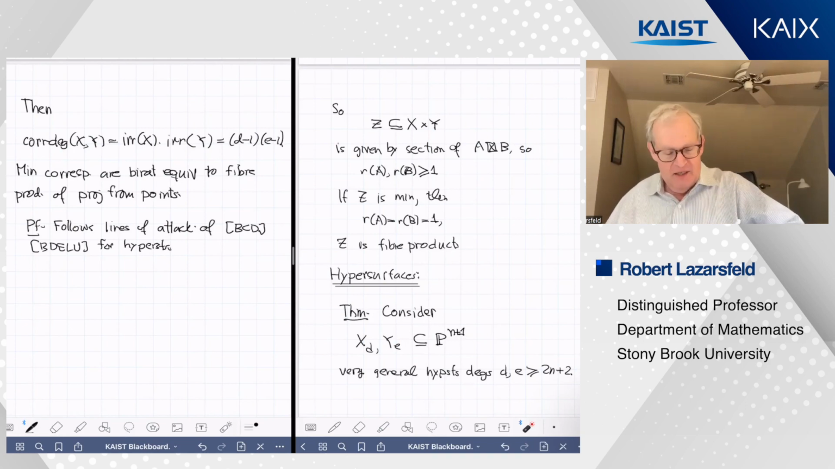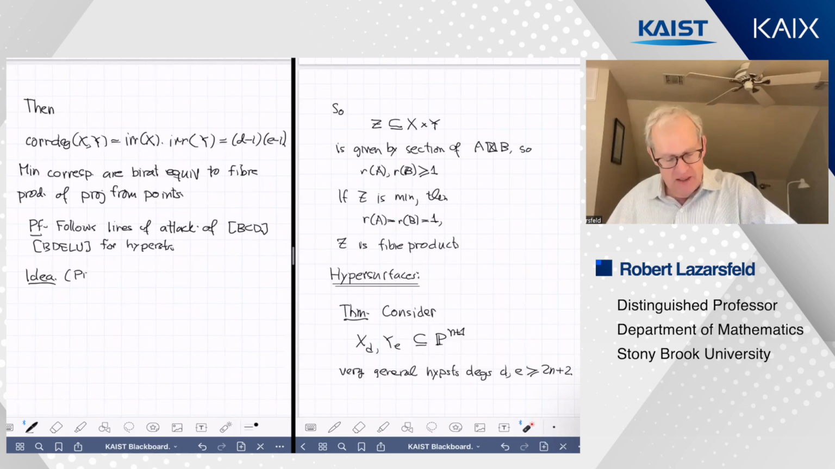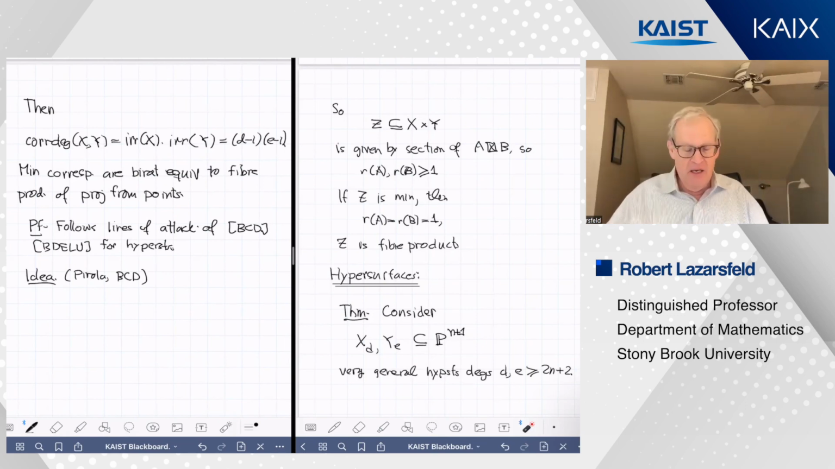And this is the idea that really goes back, in a different context, to Pirola, and Bastianelli, Cortini, and De Poi. So we'll prove a weaker inequality. I'll prove a lower bound on the correspondence degree that's not as strong as this, but it will explain the beginning of the proof.